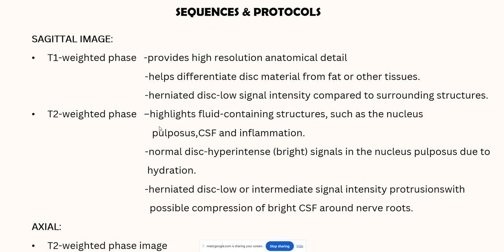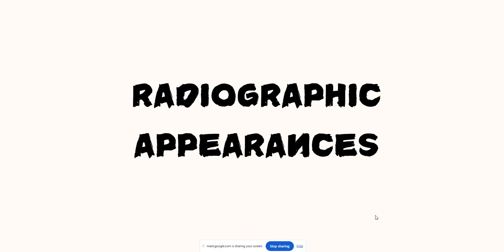T2 weighted phase will highlight the fluid containing structures such as the nucleus pulposus, CSF, and inflammation. Normal disc will appear hyperintense or bright signals in the nucleus pulposus due to hydration. Herniated disc will show low or intermediate signal intensity protrusion with possible compression of bright CSF around the nerve roots.